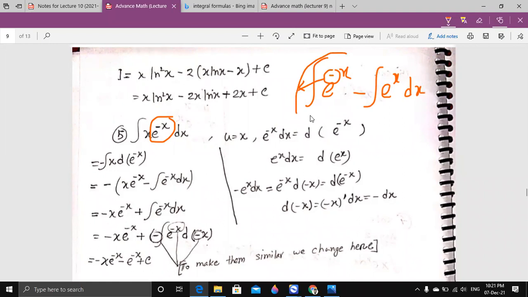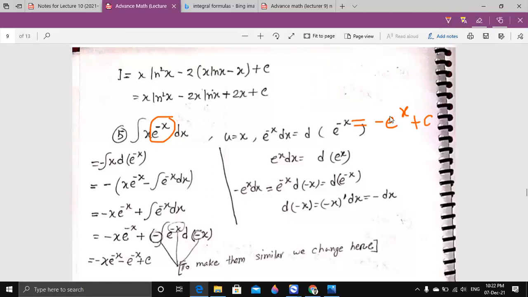From this part we can just take this minus out, right? So we get minus integration of e to the power x dx. And now we know that the integration of e to the power x dx will be e to the power x plus c, right? And here we get a minus. Oh, okay, you see, we just took this minus sign out of here. I just skipped some part here, so I need to explain it again.